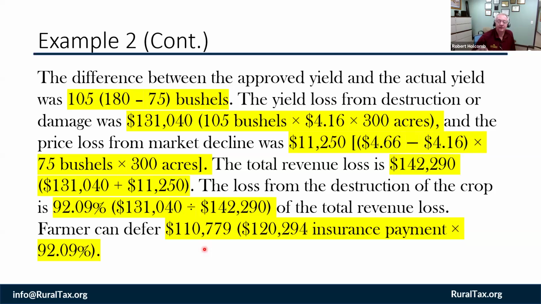It looks like a lot of numbers, but it's really not that hard to do an allocation. Again, what we're doing is we're looking at the damage, and we calculate for damage and destruction, calculate for price loss, and divide the two to find out what percent the total is of the total payment, and that tells us how much we're able to defer.